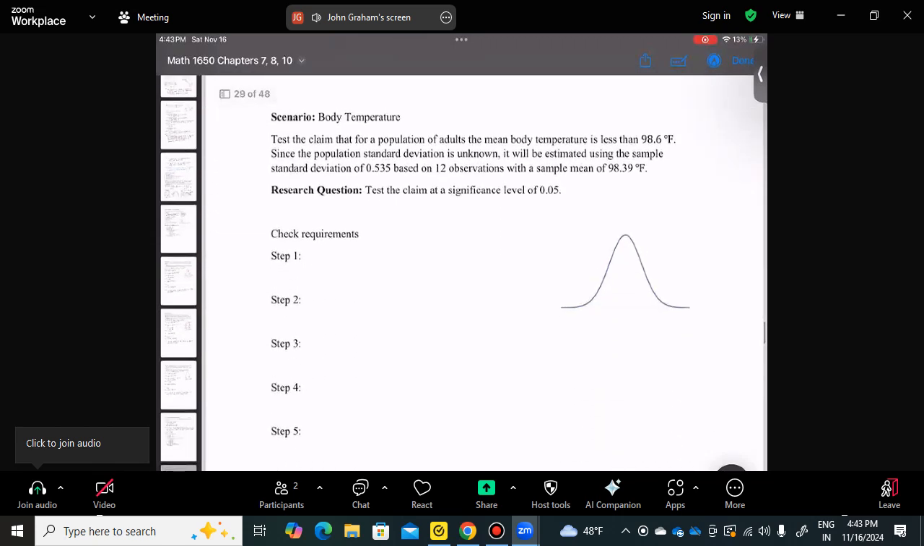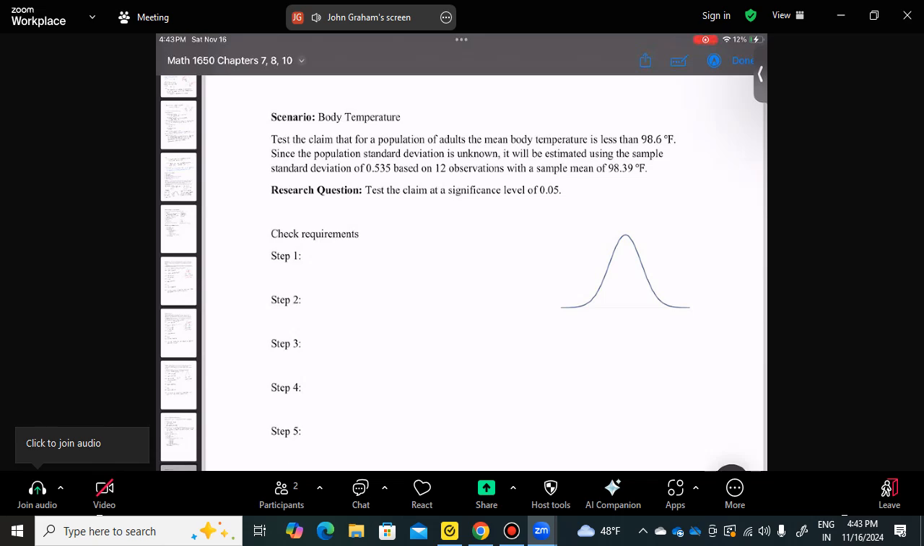Right, so we're just going to start doing some examples here. So first, the body temperature. Test the claim that for a population of adults, the mean body temperature is less than 98.6 degrees Fahrenheit. Since the population standard deviation is unknown, it will be estimated using the sample standard deviation of 0.535 based on 12 observations with a sample mean of 98.39 degrees Fahrenheit. We'll test this at a significance level of 0.05.